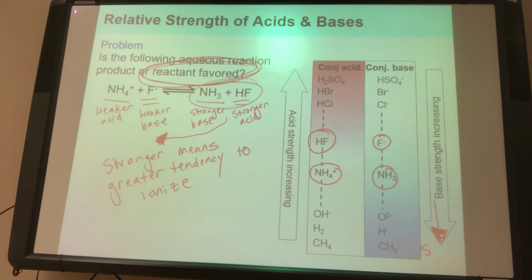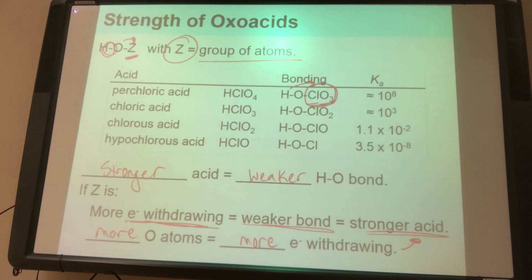All right, so we're going to stop there. We talked about strength. The next lecture, we're going to talk about that K. Remember we saw the Ka right here. We talked about what it meant. We're going to talk about that. And then we're going to talk about what water does, and what is water's role in all of this. Okay? So that's your next lecture.